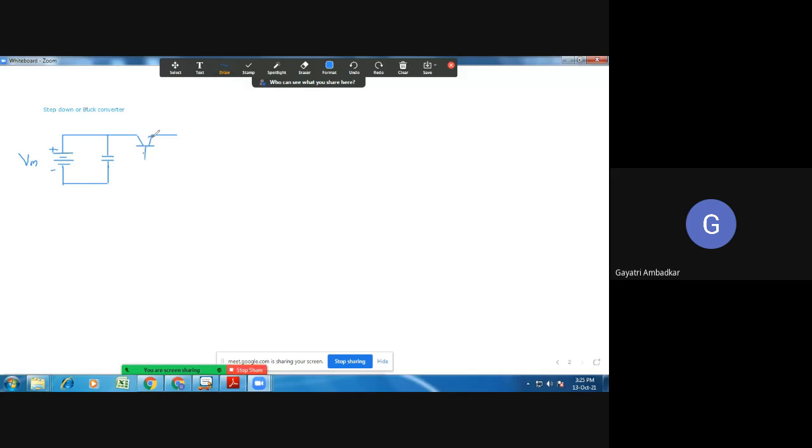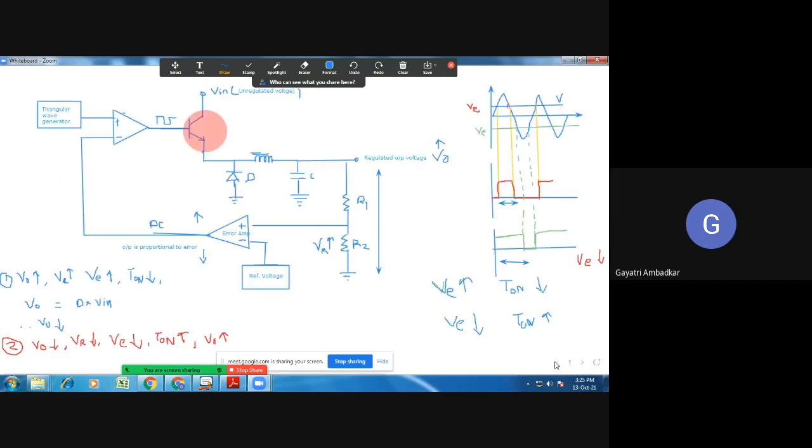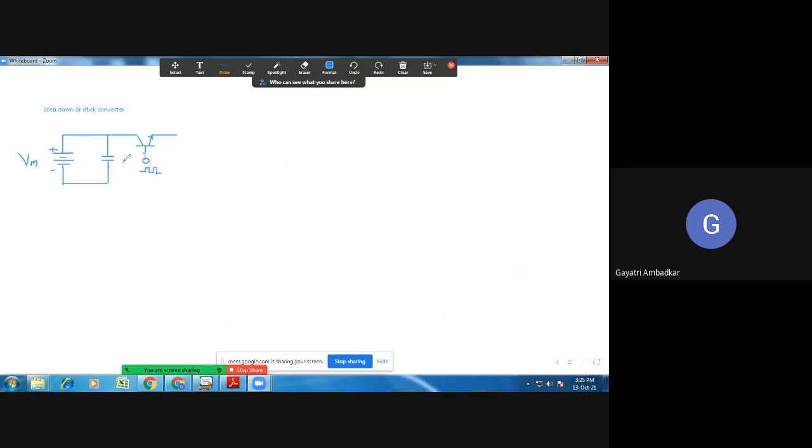This is the emitter and this is the collector. And to the base, we are applying pulses. Where are these pulses coming from? From this comparator. So from the comparator, pulses are coming. So you can call this a pulse width modulator. One which produces pulses of different widths is called a pulse width modulator.